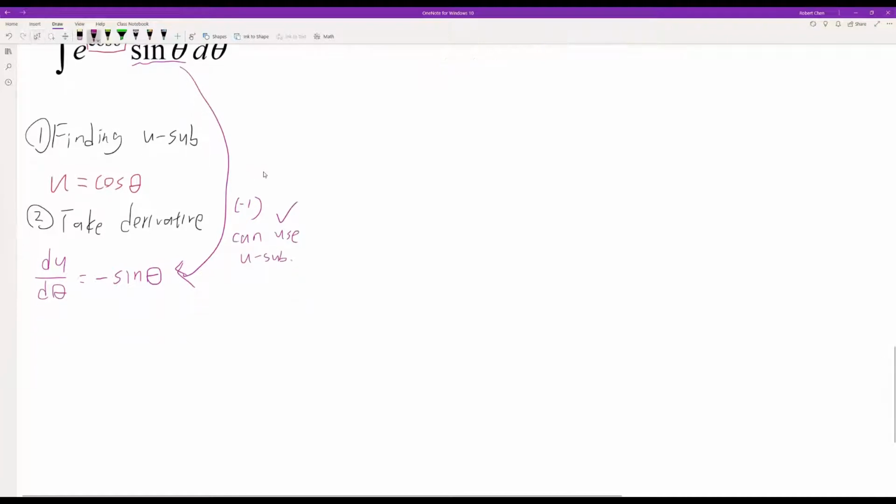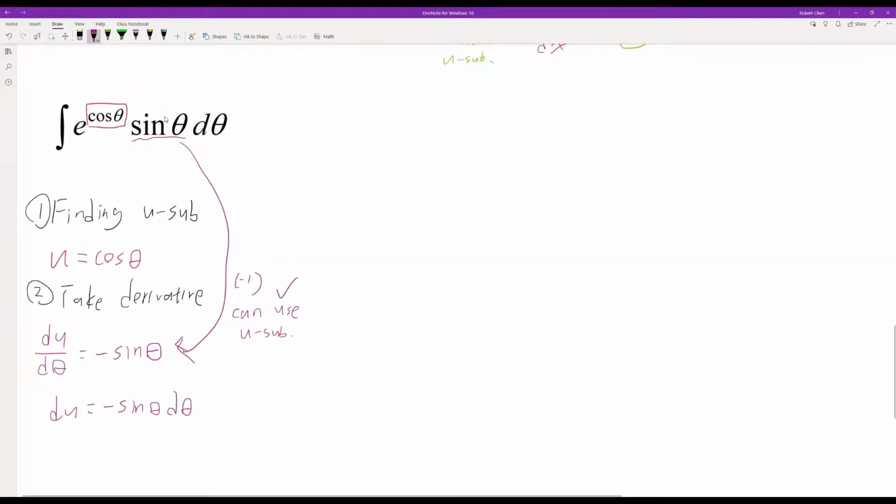All right, but we're not done yet. Let's multiply the d theta to the right-hand side. du is equal to negative sine theta d theta. Now, since we didn't have a negative sign in the integrand, we're going to move the negative sign to the left-hand side, right? In the integrand, we have the sine and d theta, which is what we have here. So we're going to move the extra negative sign to the left-hand side. So we have negative du is equal to sine theta d theta. So we can replace all the sine theta d theta with just a negative du, which is very nice.